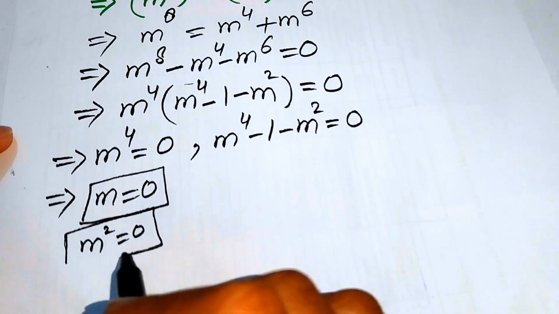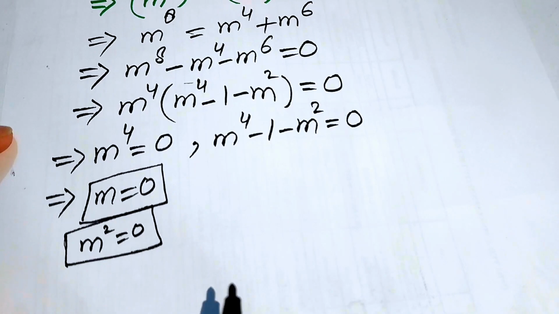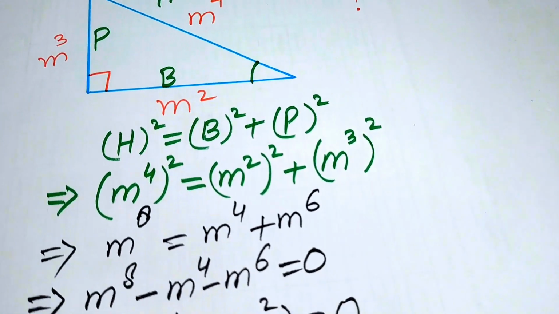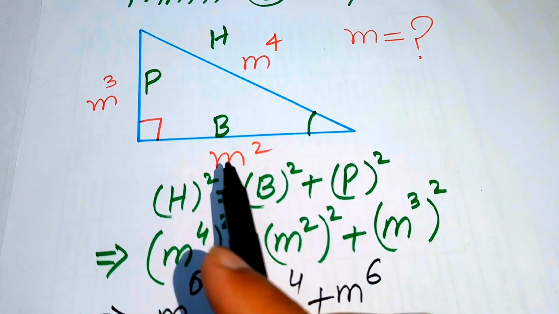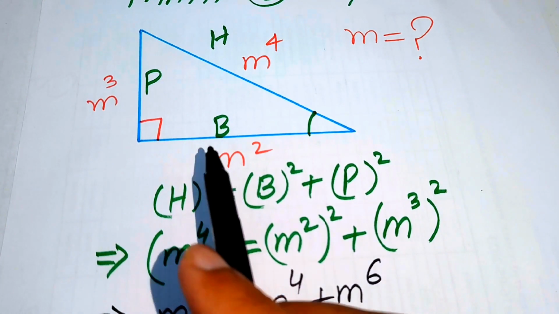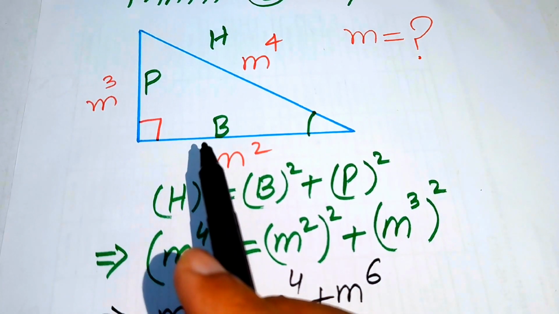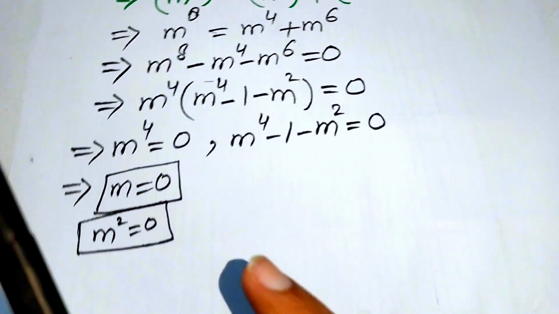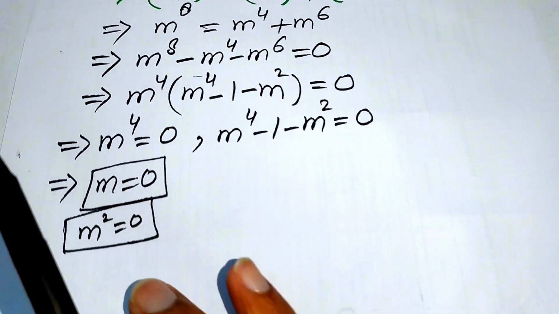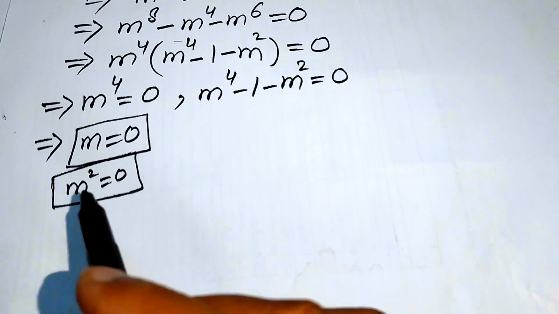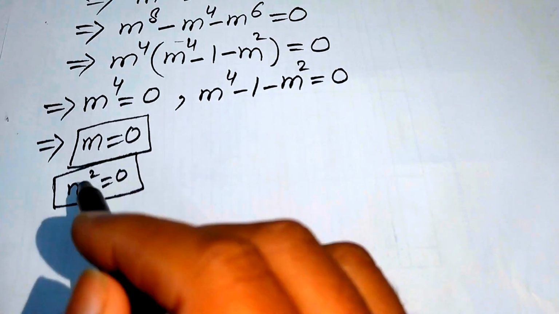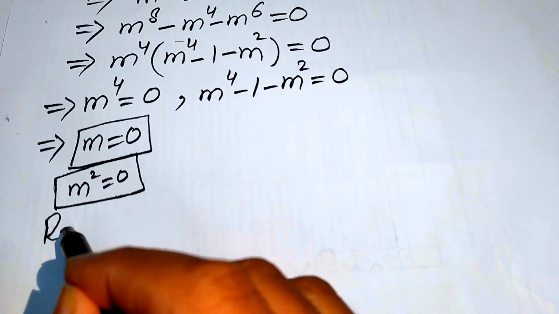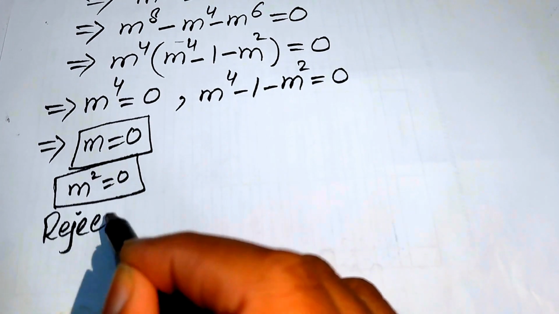So if m squared equals 0, it means that this side length of the triangle becomes 0. If this side of the triangle is 0, it means that it is not possible, because the length of any side of a triangle is non-zero, so it cannot be 0. So if it equals 0, then this case is not possible and we reject this case.